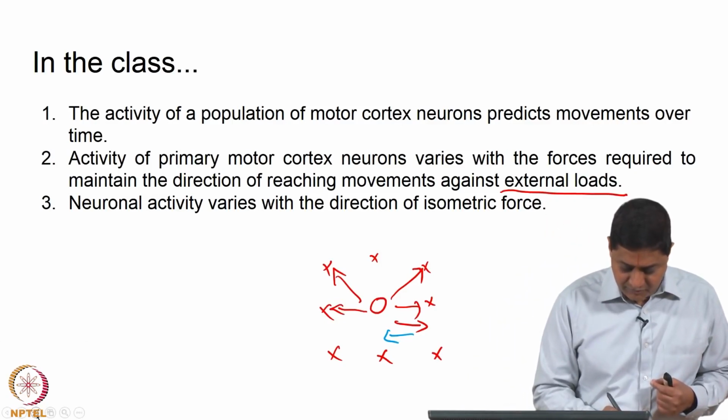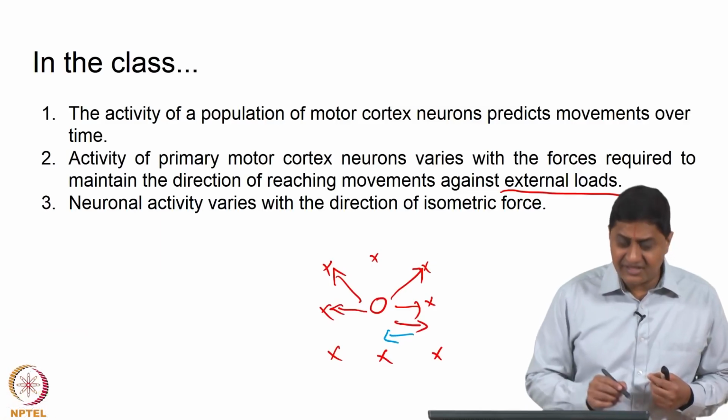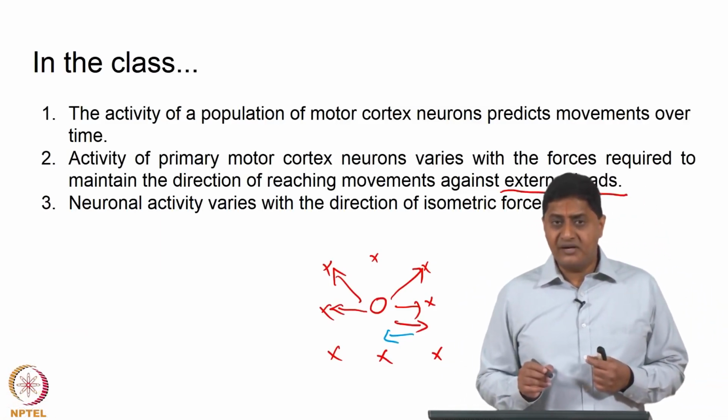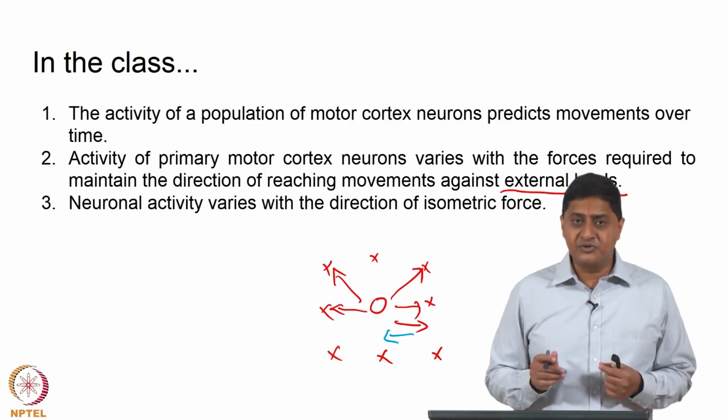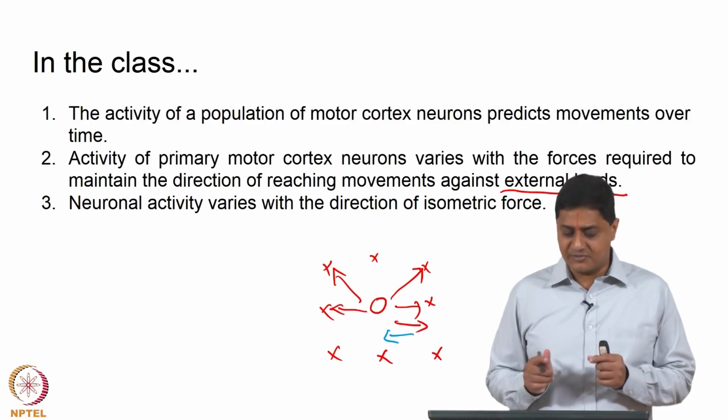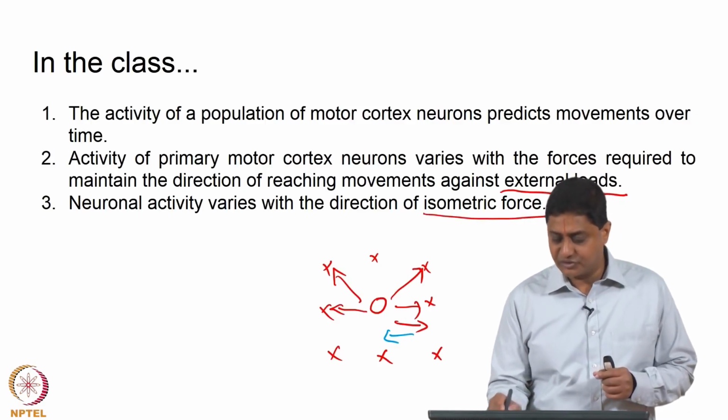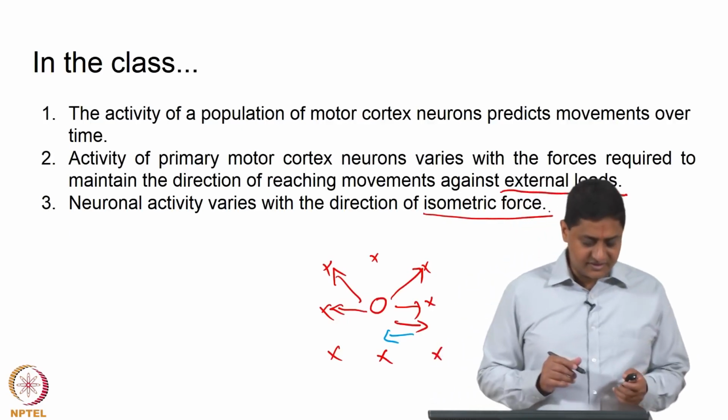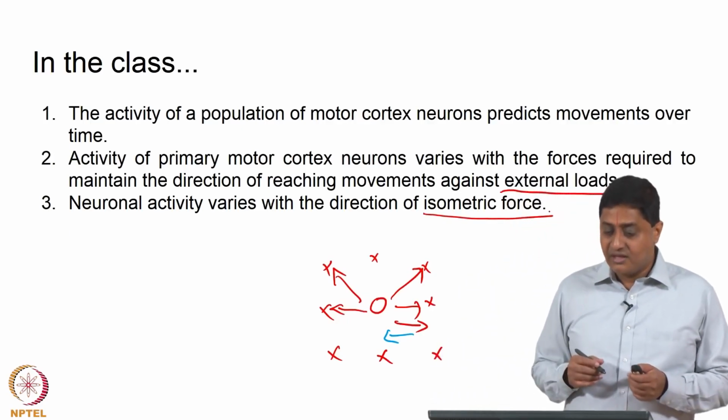And the third question is about what happens when there is no real movement, but force is produced against a non-moving object, or isometric force production. So, these are the 3 things we want to discuss in today's class.